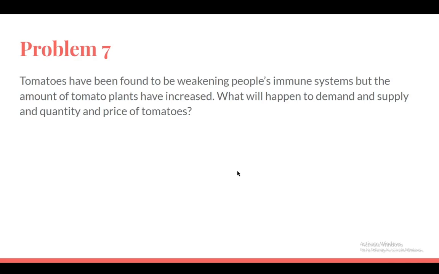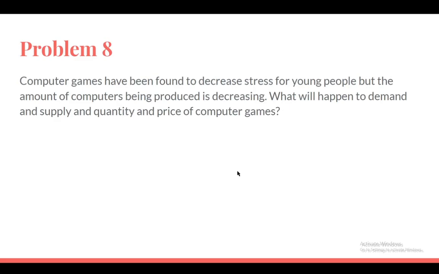Problem 7. Tomatoes have been found to be weakening people's immune systems, but the amount of tomato plants have increased. What will happen to demand, supply, quantity, and price of tomatoes? Pause. Question 8. Computer games have been found to decrease stress for young people, but the amount of computers being produced is decreasing. What will happen to demand, supply, quantity, and price of computer games? Pause.